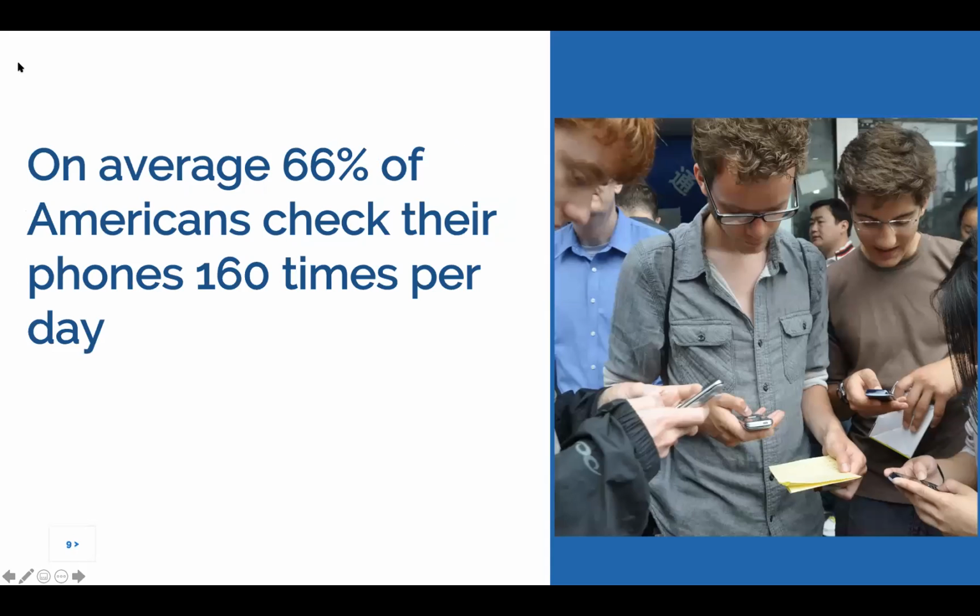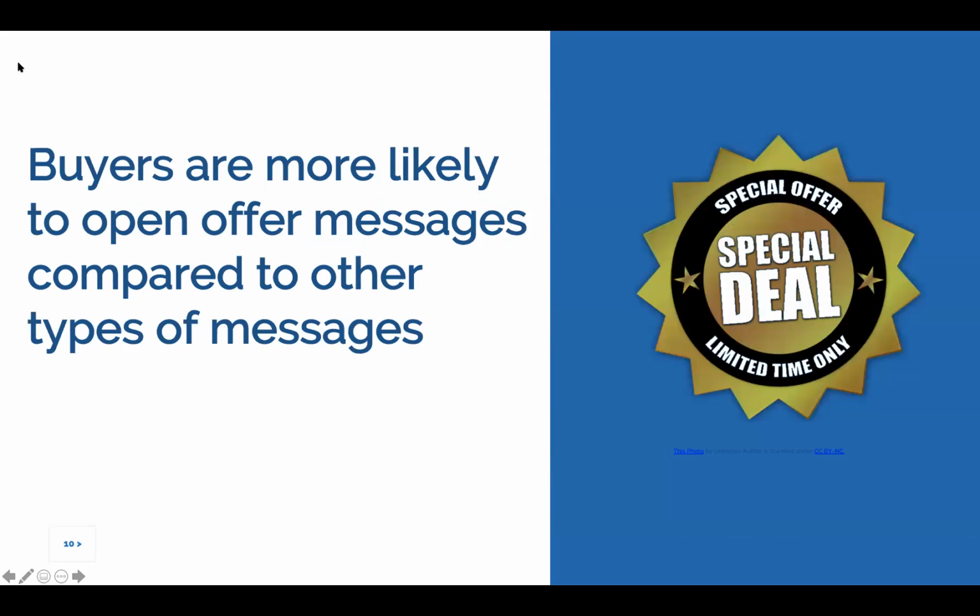I don't know if this is scary or fun or what, but 66% of Americans check their phones 160 times per day. That seems like a whole lot, but I'm sure if you thought about it and counted it, we're all probably right there. Buyers are more likely to open offer messages compared to other types of messages. When done properly, and we can show you how to do this, people like getting response or offer messages on their cell phone. It's nice, it's easy, especially if it's for products that they want. It's just a nice reminder. Hey, guess what? 25% off of mulch, if you order this week through us, something like that.